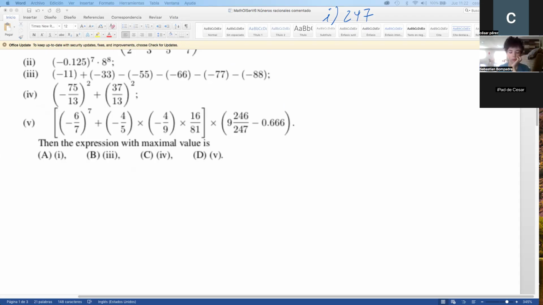-8. Yeah, that was very fast. What do you do? So negative 0.125 is -1/8. So that's -1/8 to the power of 7. And -1 to the power of 7 is -1. So it's negative 1 over 8 to the 7 times 8 to the 8, and it cancels, so it's negative 8.